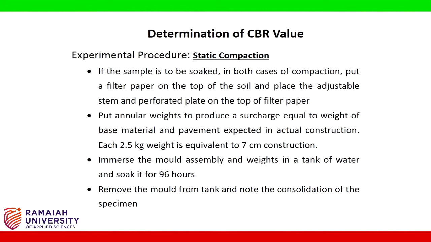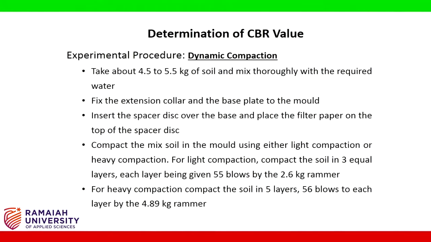Immerse the mold assembly and weights in a tank of water and soak it for 96 hours. Remove the mold from tank and note the consolidation of the specimen. Dynamic compaction: take about 4.5 to 5.5 kg of soil and mix thoroughly with the required water. Fix the extension collar and the base plate to the mold. Insert the spacer disc over the base and place the filter paper on the top of the spacer disc.